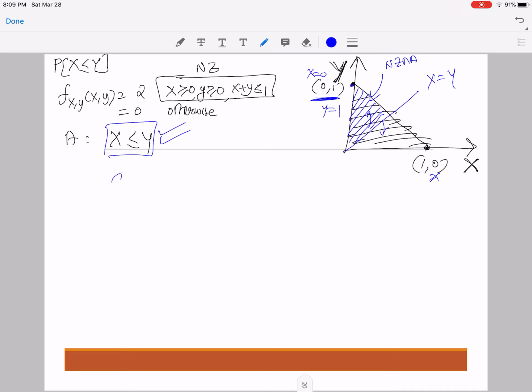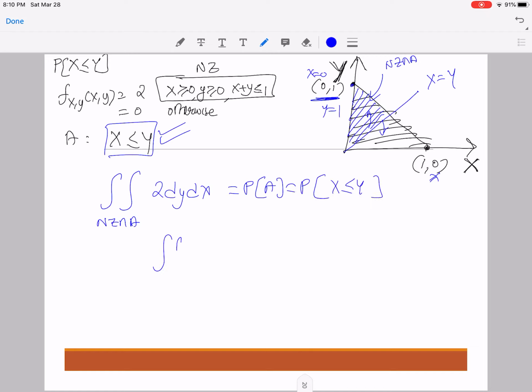I need to double integrate my joint PDF over that region NZ intersection A to find the probability of A, which is the probability that x is less than or equal to y. So let's double integrate the joint PDF over that region. Now carefully observe how I'm going to evaluate the limits of integration. It's a very important step in this case.